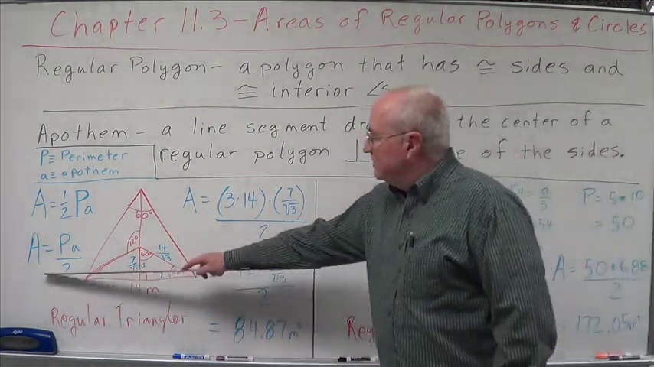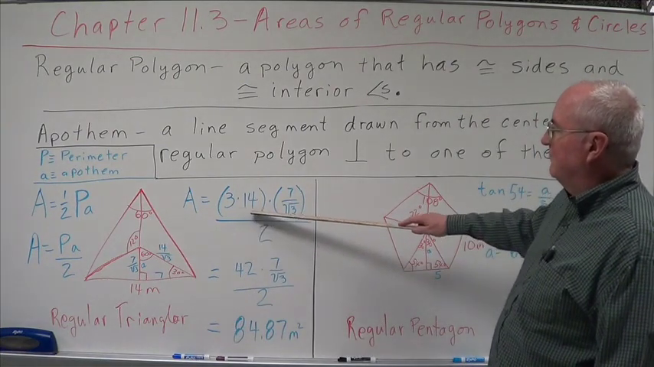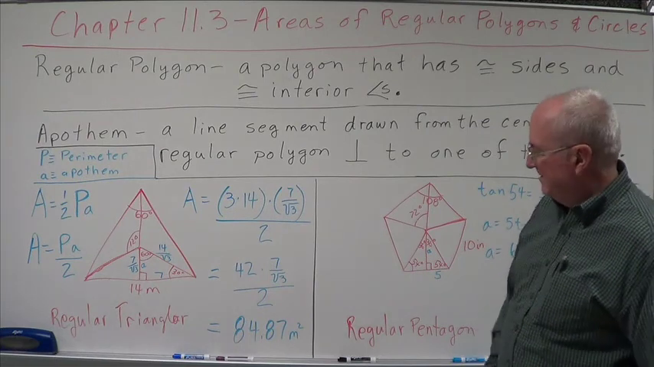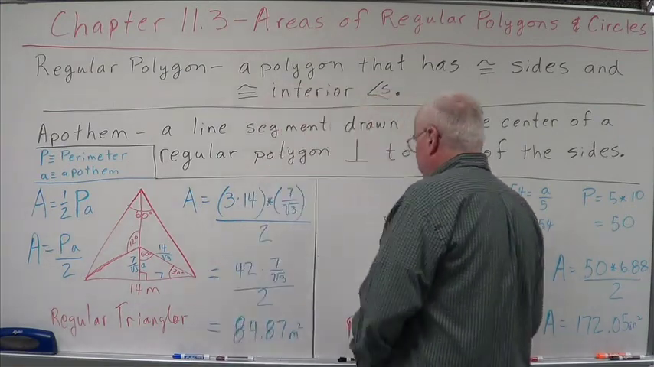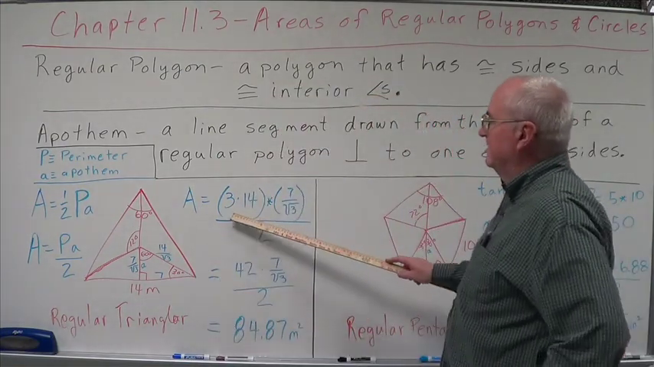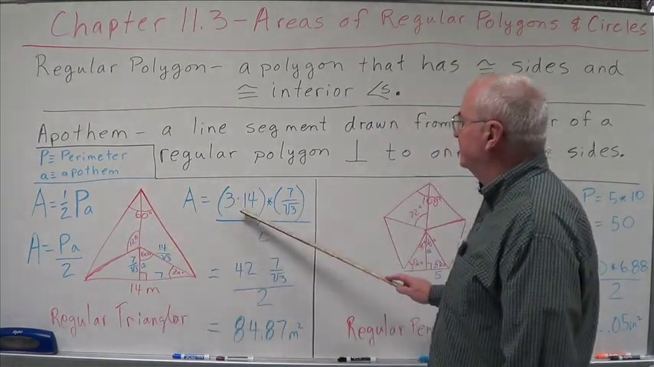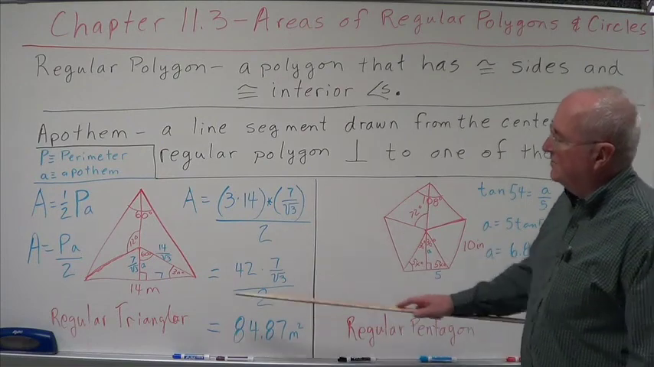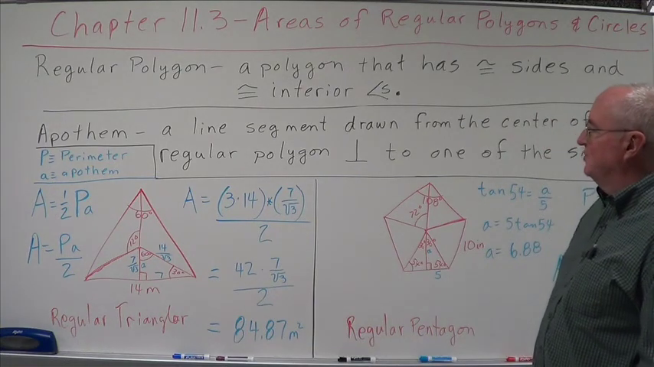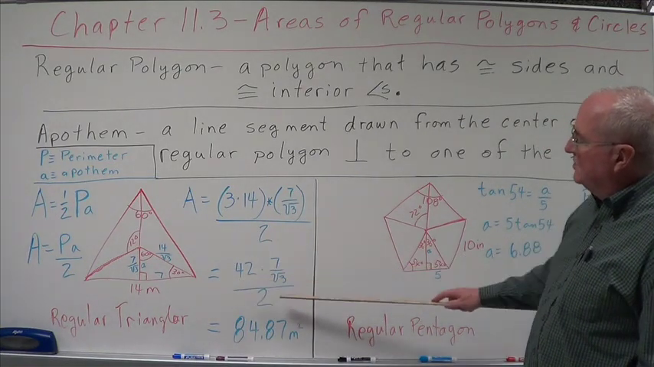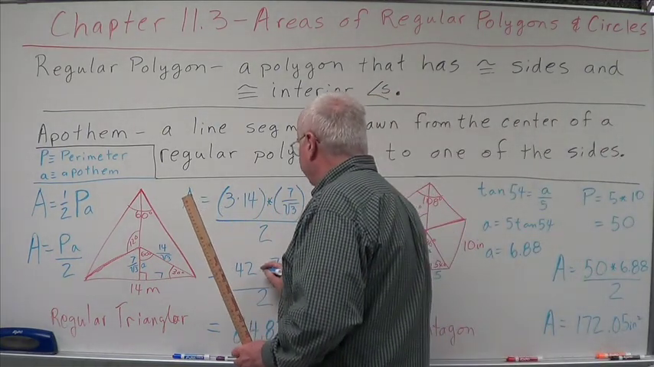So our equation, I'm going to use this one, is 3 times 14. Okay? Let's clear this up a little bit. This is a multiplication. 3 times 14. Why that? Well, that's P. We've got 3 sides that are 14 long, so that's going to be our perimeter. And then our apothem is 7 divided by square root of 3. And then we divide all of that by 2. Well, 3 times 14 is 42. We still have our 7 divided by square root of 3.